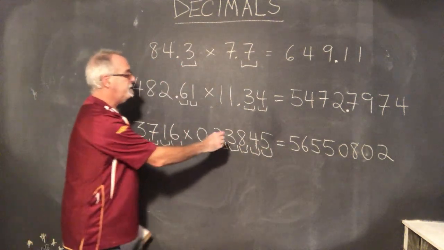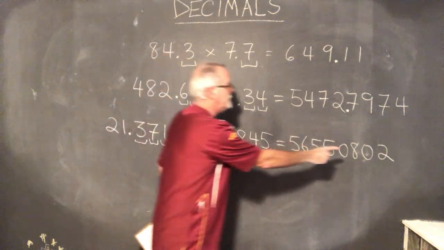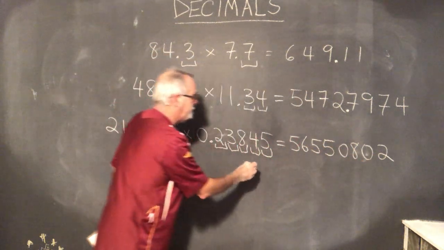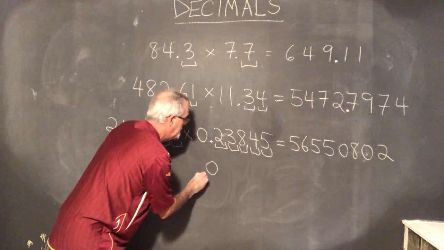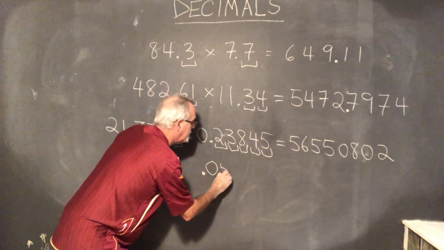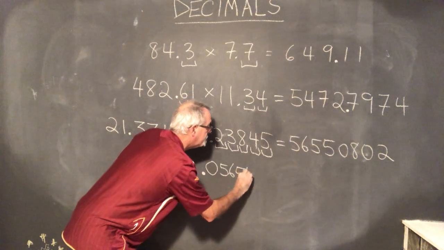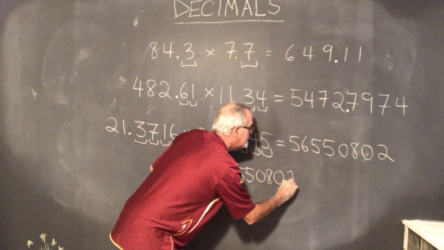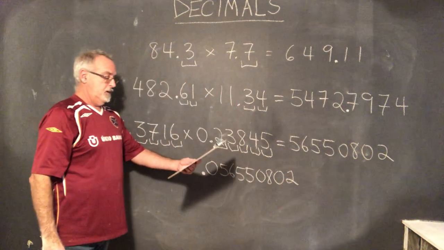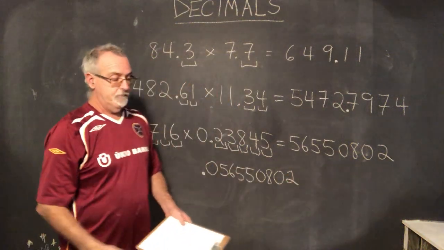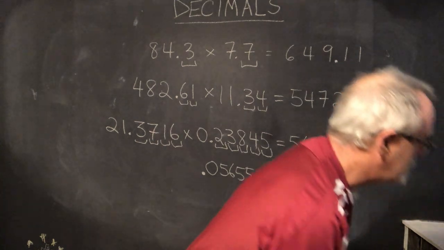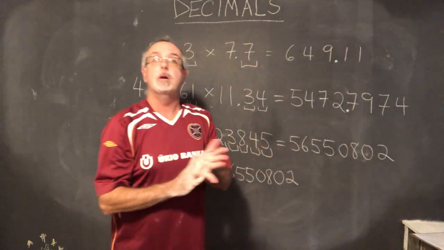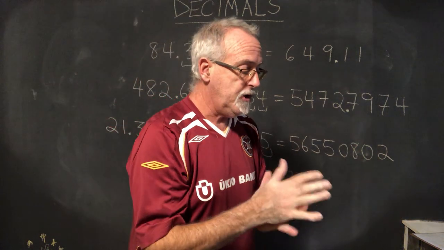But if I need 9 digits to the right of the decimal, 1, 2, 3, 4, 5, 6, 7, 8, I need to put a 0 before all this, so I'm going to put a 0. And then write all this, 5, 6, 5, 5, 0, 8, 0, 2. Yep. I don't think these students are afraid of any decimal multiplication, no matter how large they get. That is the take-home message.